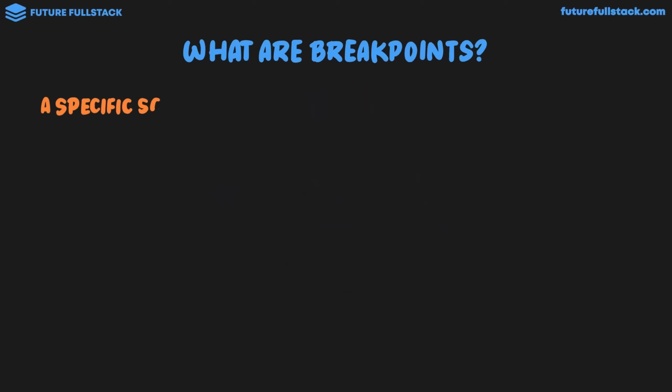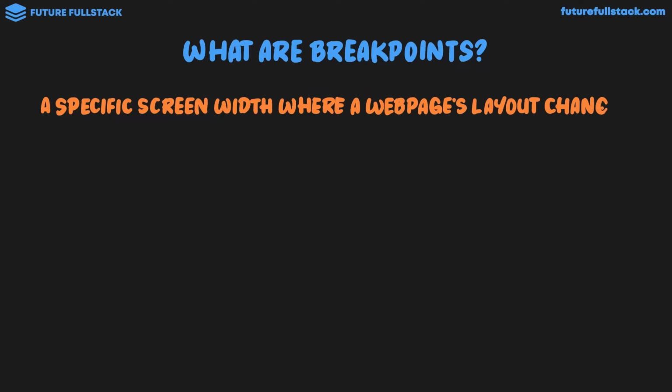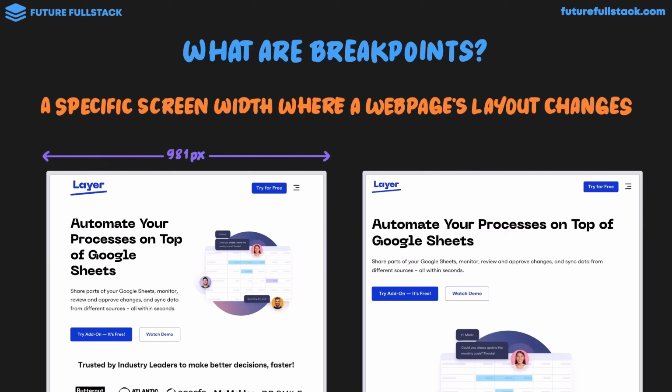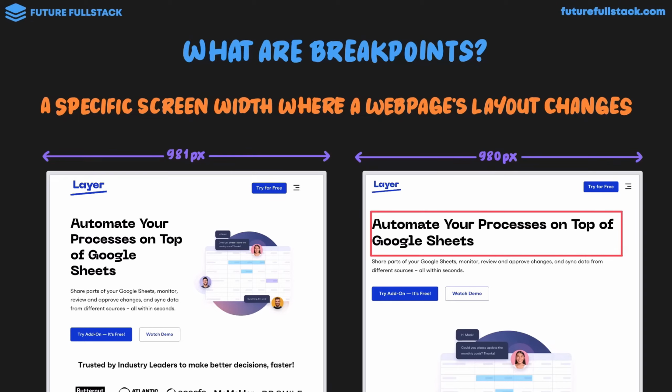Breakpoints are a specific screen width where a web page layout changes. Looking at this web page on the left, the browser width is currently at 981 pixels. You can see this same web page on the right, where the layout and elements have completely changed. This is at a browser width of 980 pixels, 1 pixel less than 981. You can see things like the font size changing and the positioning of elements like this image over here. 980 pixels is referred to as the breakpoint. That is, the point at which the website breaks to a new layout.